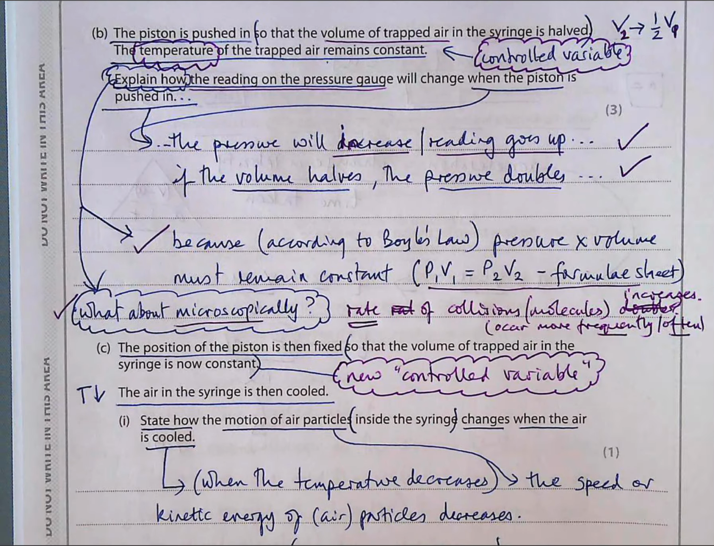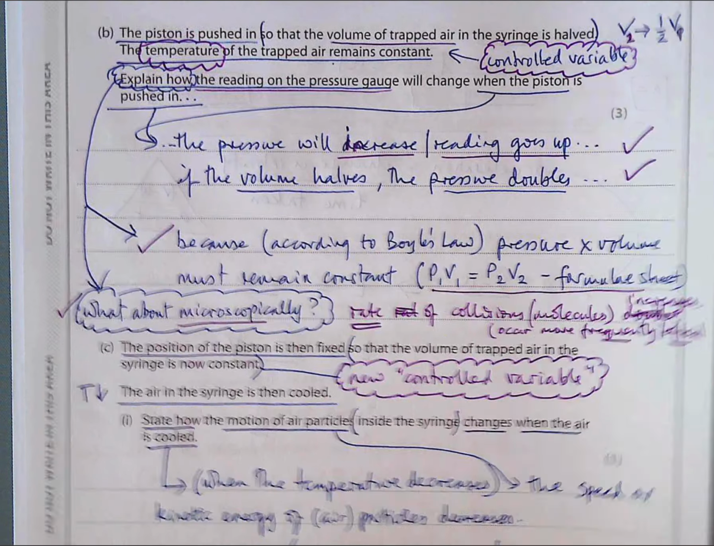Another word they will accept is more often. As long as you got the often, frequently, or rate of, that means that you understand that. So this is an alternative to the third mark. Okay? Hopefully you can see that.